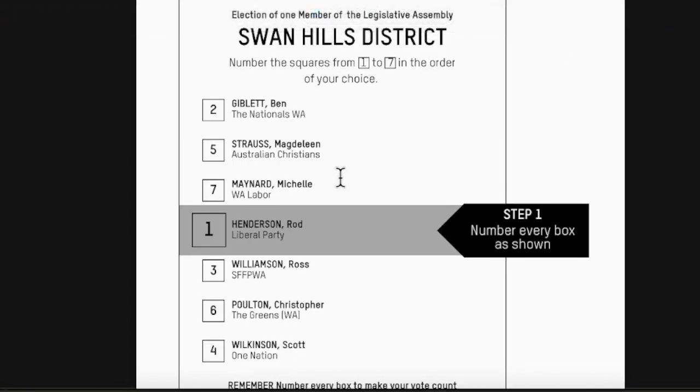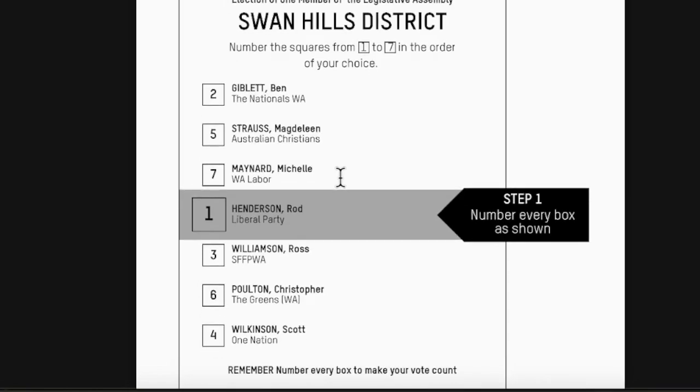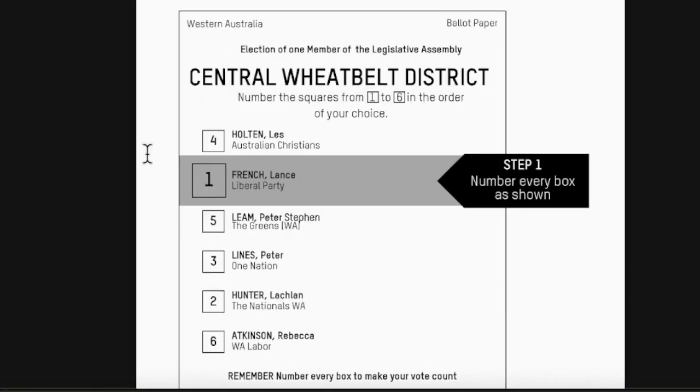Another seat of interest is Swan Hills District, and here we can see that this website is again promoting the Liberal Party, but if we look here we can see SFFPWA, that's the Shooters and Fishers and Farmers parties. So one recommendation is to put them number 1, followed by the Nationals, Liberals, One Nation, the Christians, and then Greens and Labor last.